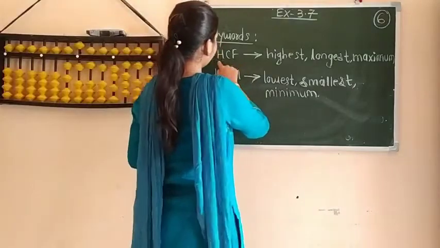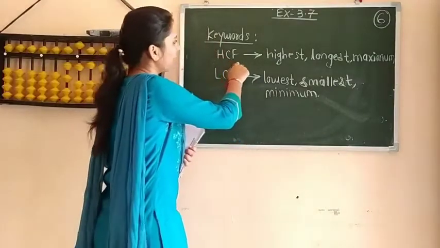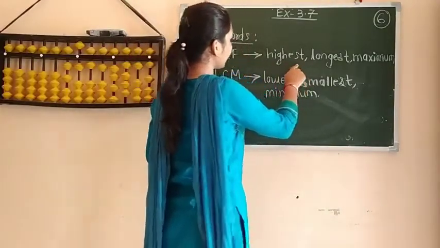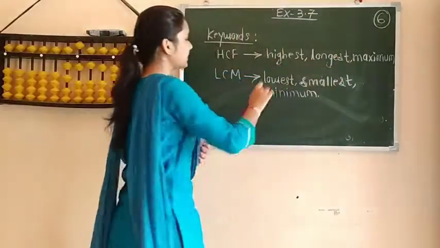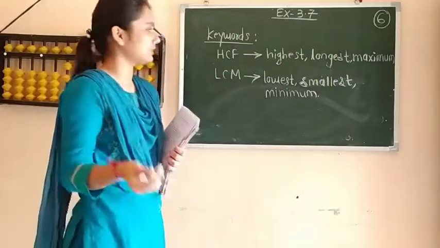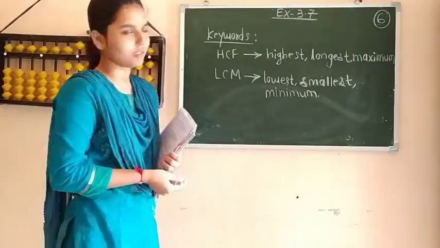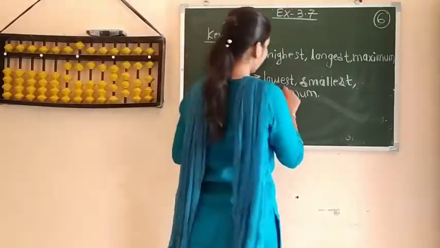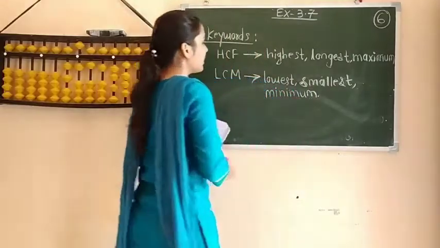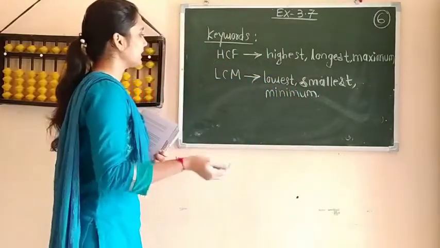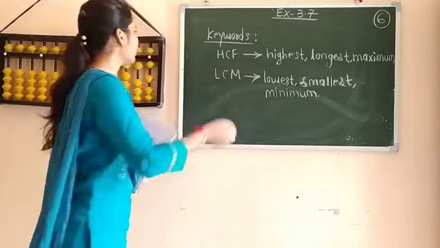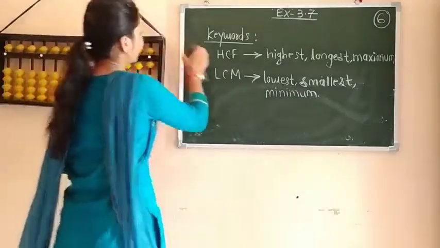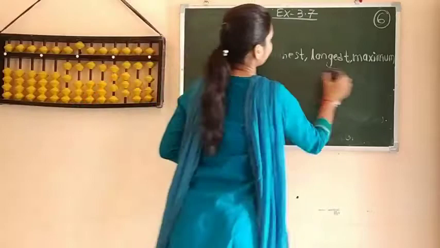HCF, highest common factor. If keywords such as highest, longest, maximum come in the example, that is an example of HCF, and there you have to find the HCF of the given numbers. And if words such as lowest, smallest, minimum come in the example, then you have to find the LCM of the given numbers. Fine. So now we have to start the first example.